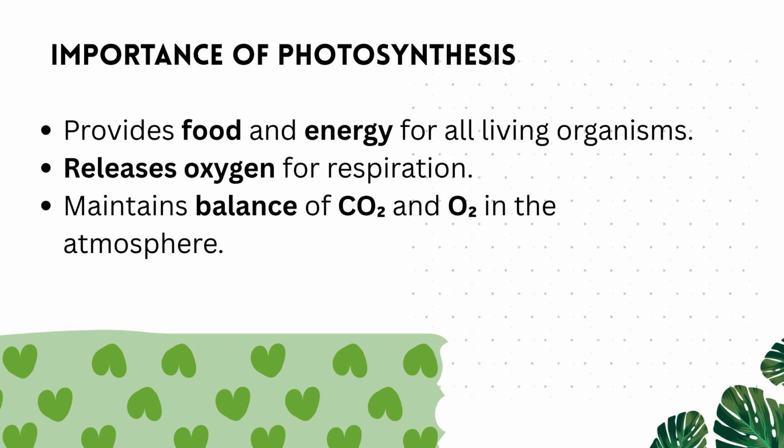So in today's lesson, we learned that photosynthesis is the process by which green plants make their own food using sunlight, water, carbon dioxide and chlorophyll. It takes place in the leaves and produces glucose for the plant and oxygen for the environment. In simple words, plants make food for themselves and help all living beings survive.